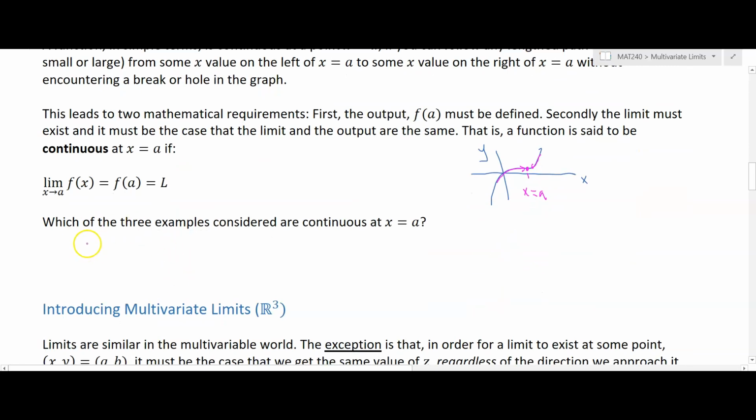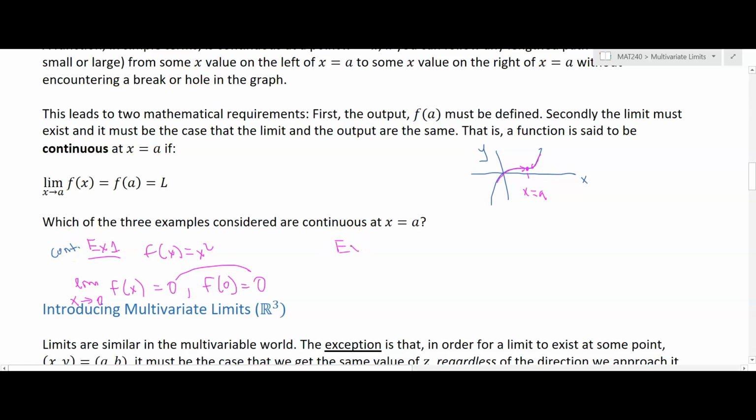For example 1, where f of x equals x squared, we've already found that the limit as x approaches 0 of f of x is equal to 0. And so now I just need to check one more requirement. What is f of 0? What is the output when x equals 0? And it's, in fact, 0. So these agree. So this guy is continuous.